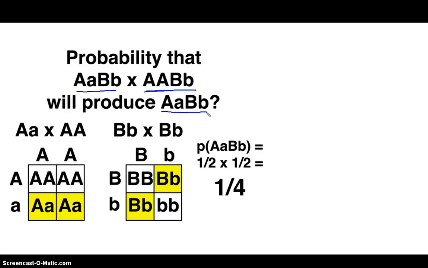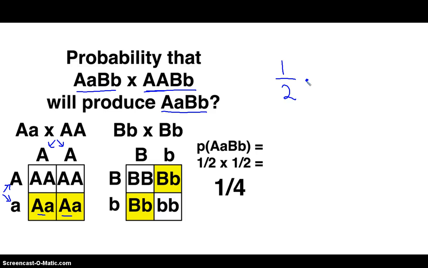So for the A gene, one parent is heterozygous, so it can give either a dominant A or a recessive A. The other parent is homozygous dominant, so they're just going to give a big A. So as we can see from the yellow blocks in the Punnett square, there is a 50-50 or 1/2 chance that they will be heterozygous for the A gene. Now let's forget about A for a second. Let's look at B.